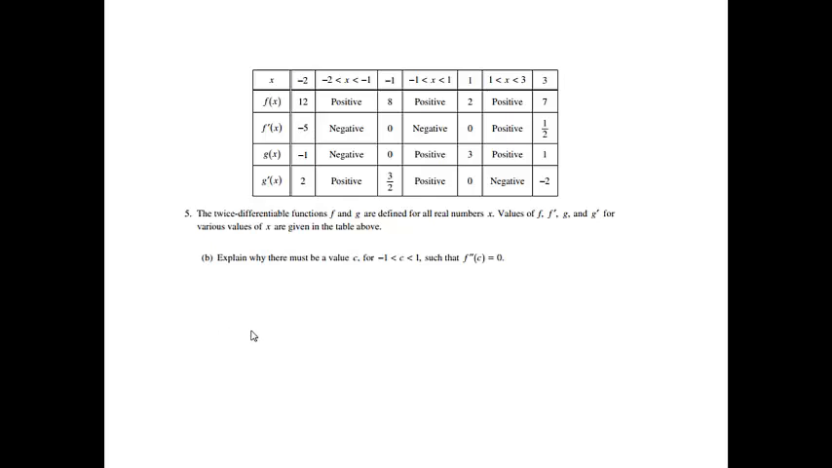All right, part B, explain why there must be a value c between -1 and 1 such that the second derivative is equal to 0. There are actually a couple approaches that you can take for this one. I'm going to take, there's a mean value theorem approach, and then there's a Rolle's theorem approach. And really either one I think would be equally fine. I'm going to start with the mean value theorem.